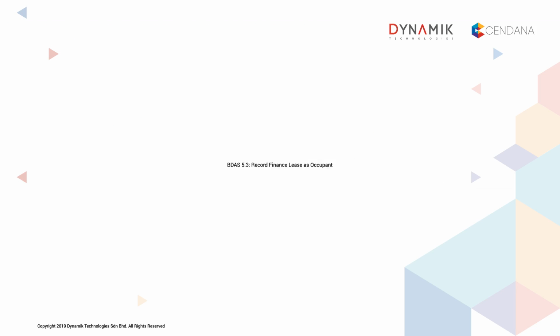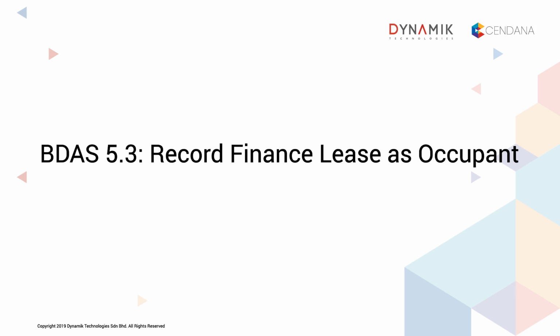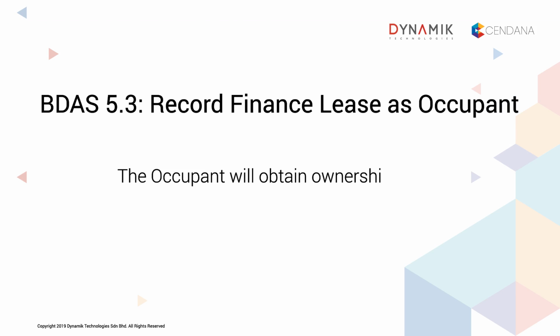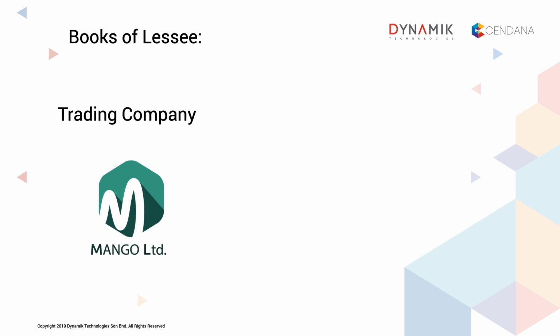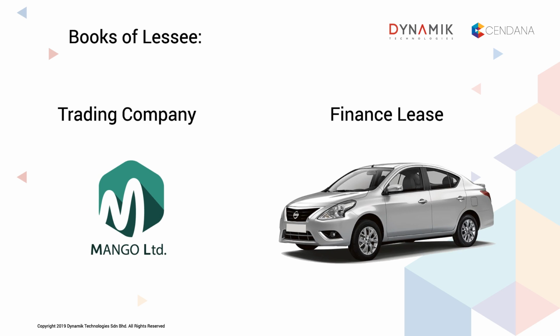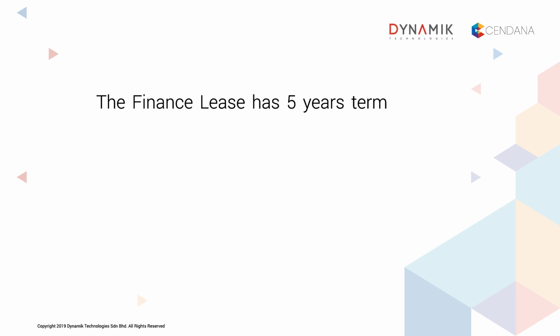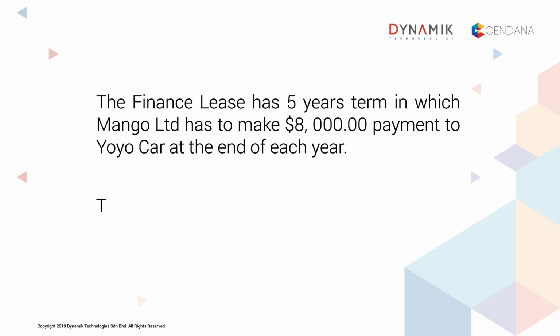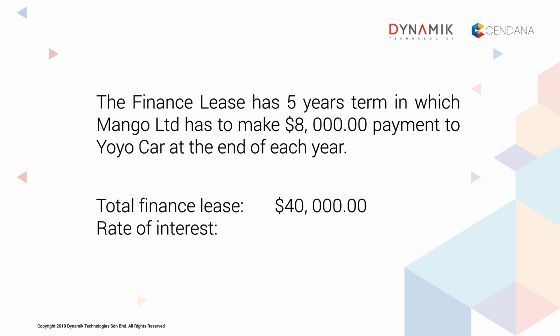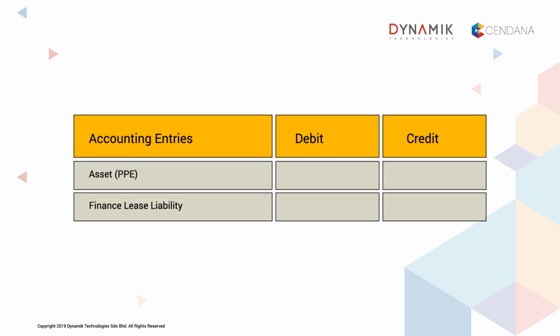Under Finance Lease is BDAS 5.3 to record finance lease as occupant. It is defined as the occupant will obtain ownership by the end of the lease term. Now let's take a look at the scenario from the books of the lessee's point of view. Mango Limited is a trading company. Mango Limited runs a Nissan Almera as a finance lease. The finance lease has a 5 years term in which Mango Limited has to make an $8,000 payment to Yo-Yo Car at the end of each year. The total finance lease payment is $40,000 together with the rate of interest implicit in the lease of 5%. From here, we can extract that the debit will be asset with amount $40,000, whereas credit the finance lease liability with the same amount.